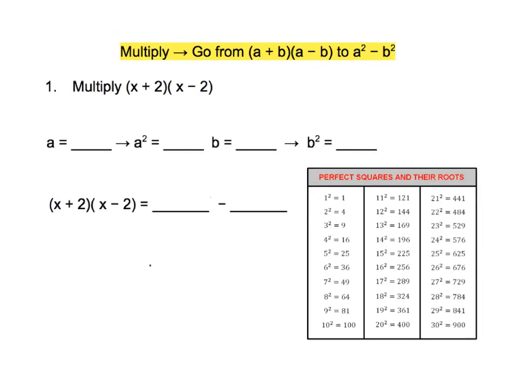All right, so for our second set of examples, we're multiplying. So we're going to go from a plus b times a minus b to a squared minus b squared. Right now, we already have a plus b times a minus b, and we want to go to a squared minus b squared. In order to do that, I need to figure out what are my a values, what are my b values, and what are they when I square them.